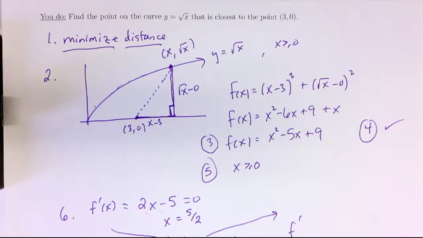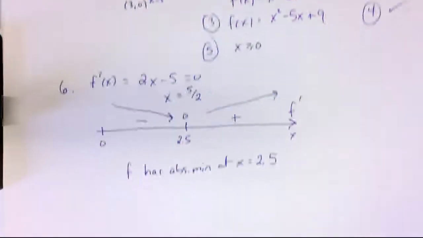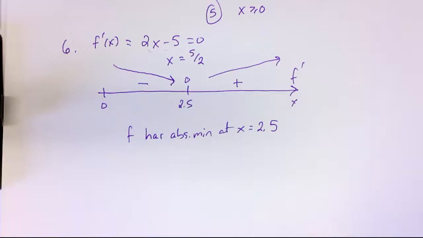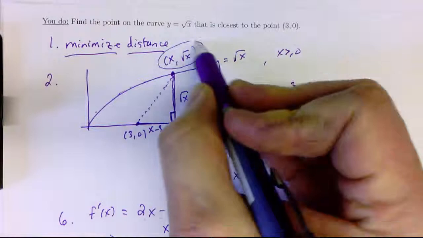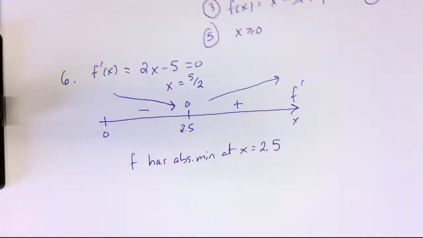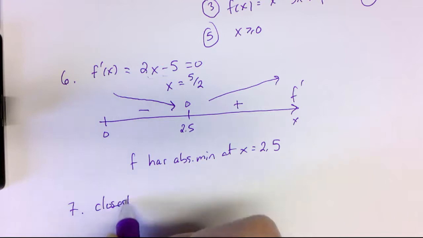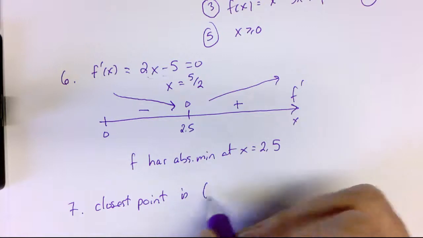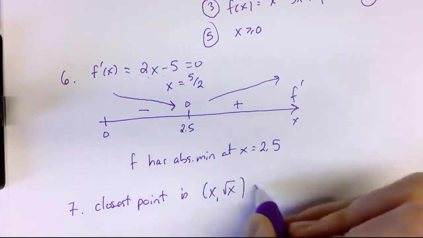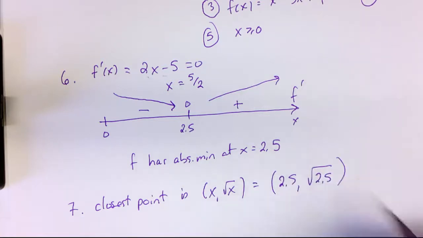Now go back and read the question again. Have you answered it? We need to find the point on the curve that is closest to the point (3, 0). I haven't found the point on the curve. I found the x-coordinate of the point on the curve. If I want the point on the curve, I've got to go back here and look at this point. So the closest point is (x, square root x), with x equals 2.5, so (2.5, square root of 2.5), or (5/2, square root of 5/2).